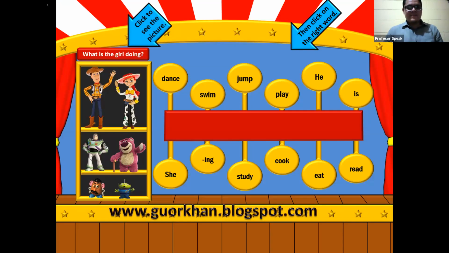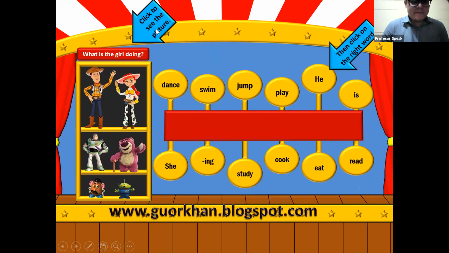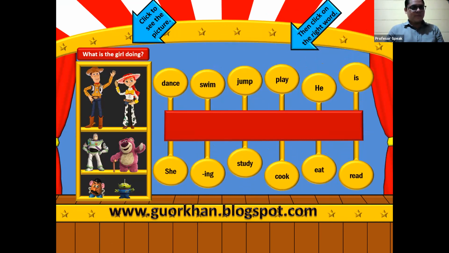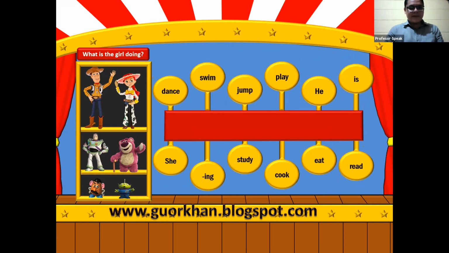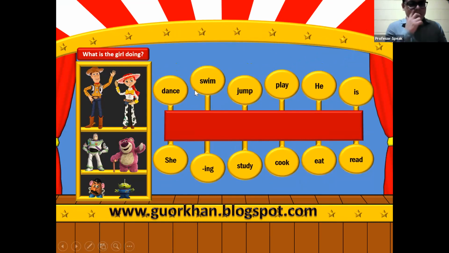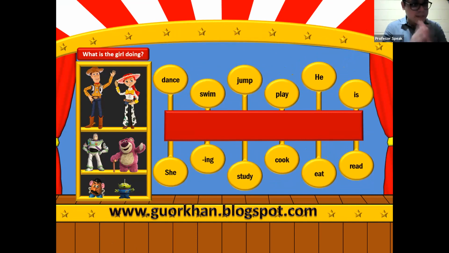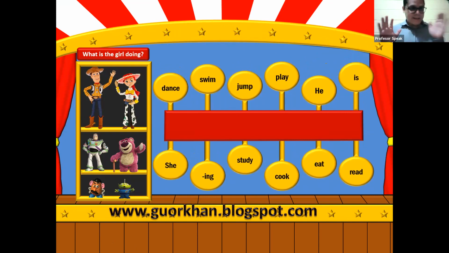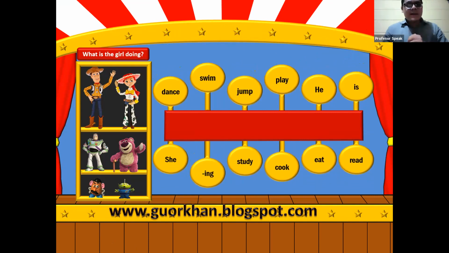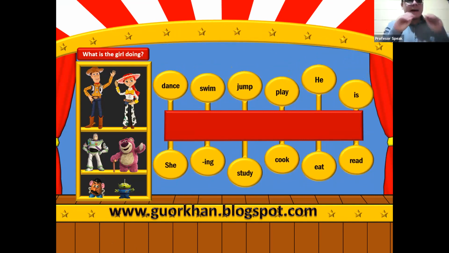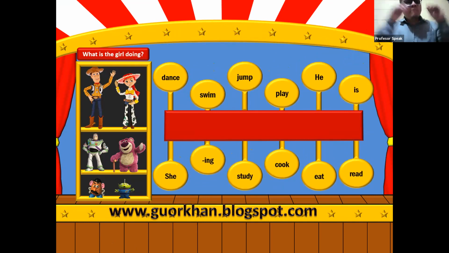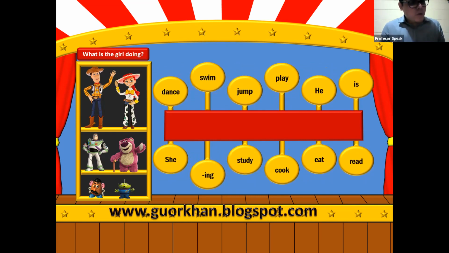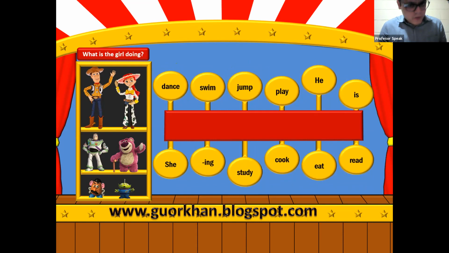Okay, look at this, Daniel. I'm going to click to show you the picture. What is the girl doing? You're going to see the picture for some seconds only, and then the picture will disappear automatically. All right, Daniel. You need to form the present continuous structure based on the action that the girl is doing. Okay, are you ready?